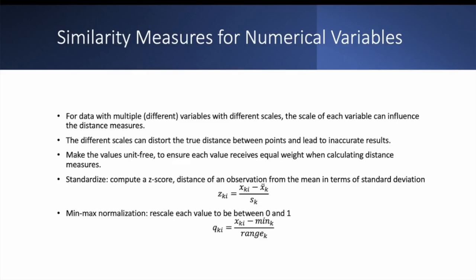Another widely used transformation method is min-max normalization. So what we do in this case is subtract the minimum value from the observation and divide the difference by the range, which is the max minus the minimum. This approach rescales each value to a number between 0 and 1.